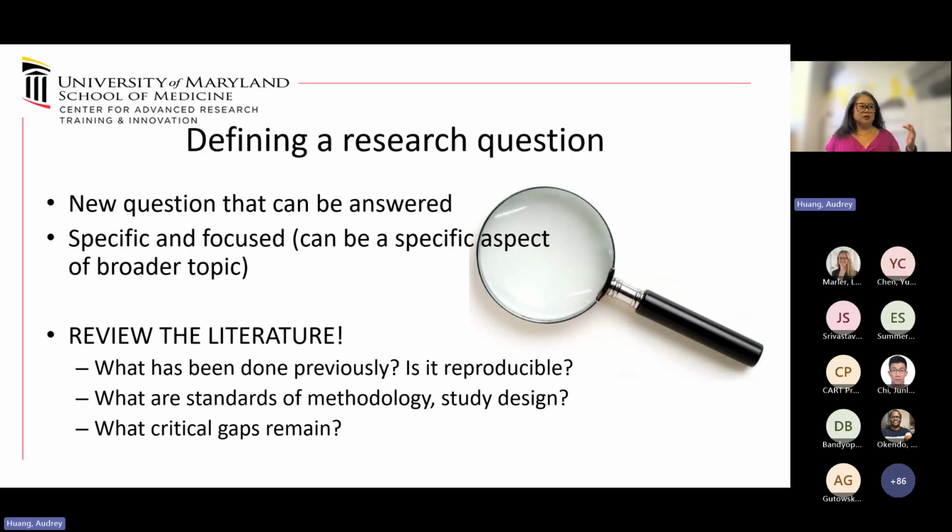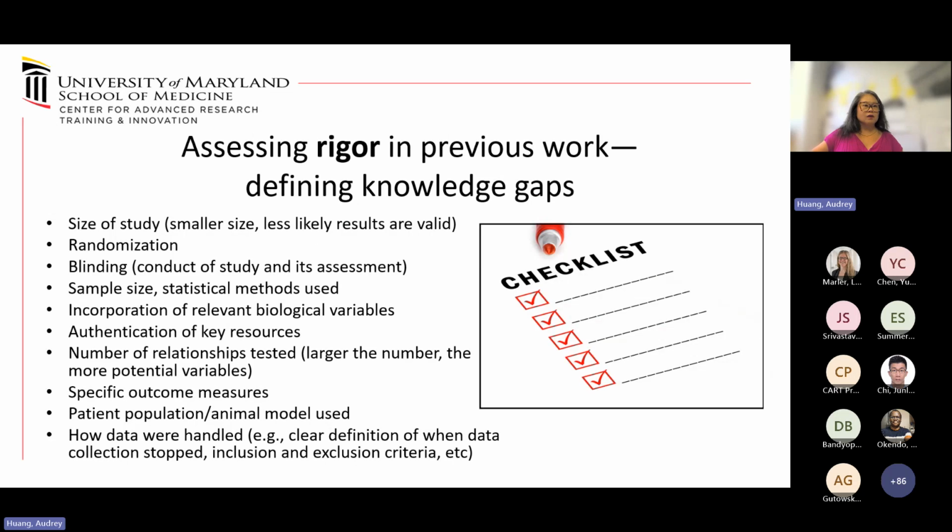But you have to talk to people and pressure test your question. You have to understand, what are the standards of methodology, study design? How have people answered similar questions in the past? How have people studied similar problems in the past? What have they measured? How have they made advances? What worked? What didn't work? And then what is there still left to answer? And you need to be able to basically pick that out and make it clear.